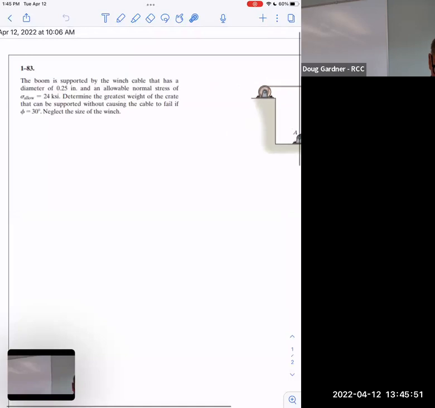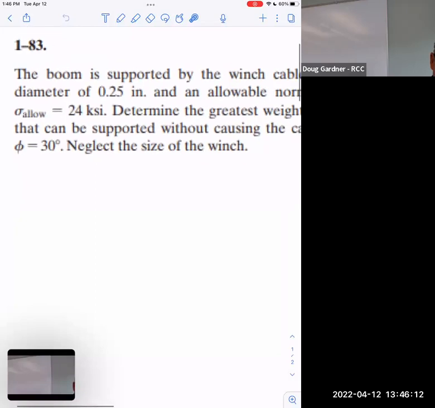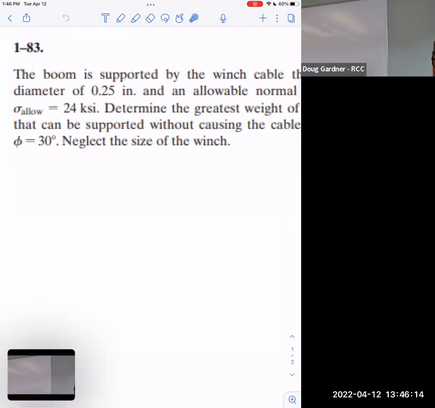the boom is supported by a winch cable that has a diameter of 0.25 inches. And again, you shouldn't be surprised when you read all the problems in the rest of this book that they're always going to tell you what size things are, because that's going to make a huge difference. That's part of that pounds per square inch calculation. And it has a normal allowable stress. Notice it doesn't just say sigma, it says sigma allow of 24 KSI, in other words, 24,000 PSI.